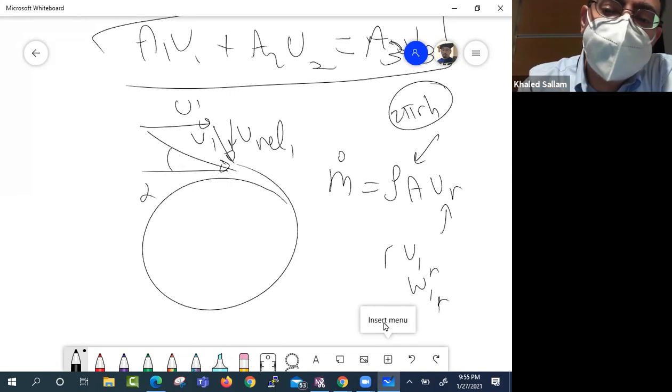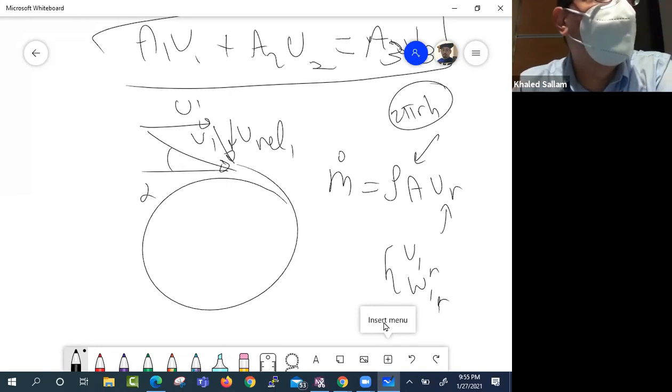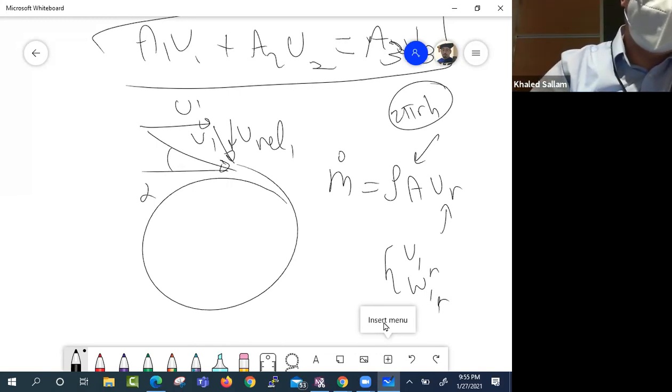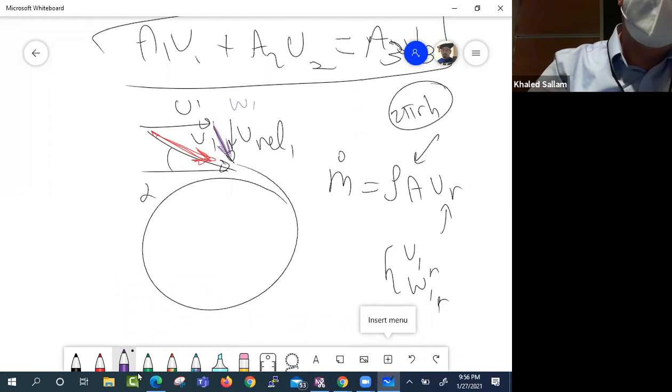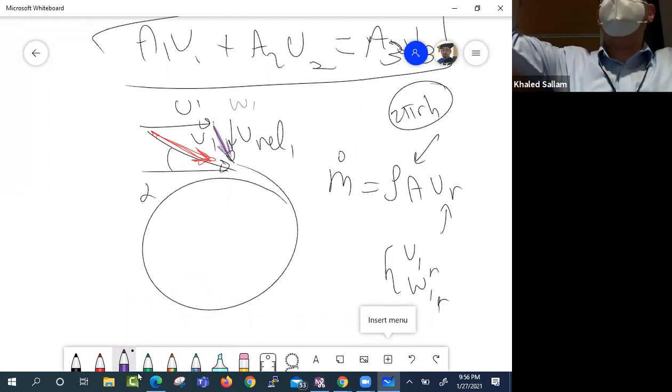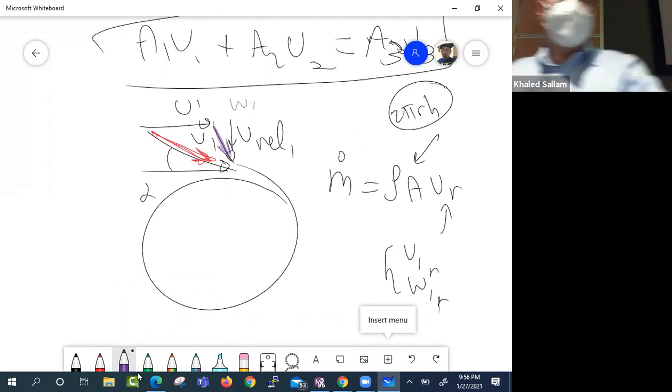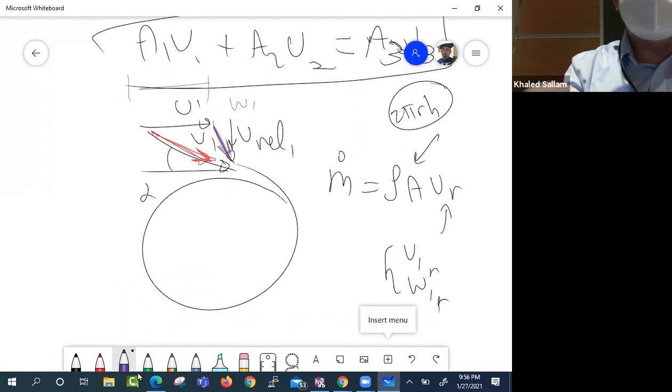And the answer is it doesn't matter. They are the same. As we said before, the radial component of V1 and the radial component of W1, they are the same. The only difference is between the tangential component of V1 and the tangential component of W1. And why? Because the difference between them is the U. But W1R is the same as V1R.